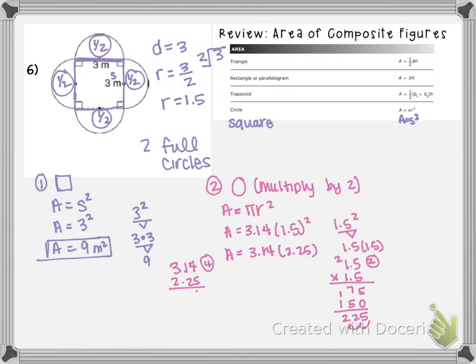Of 5 times 4, which is 20. And then 5 times 1 is 5, plus 2 is 7. And then 5 times 3 is 15. And then we have our place value right there.